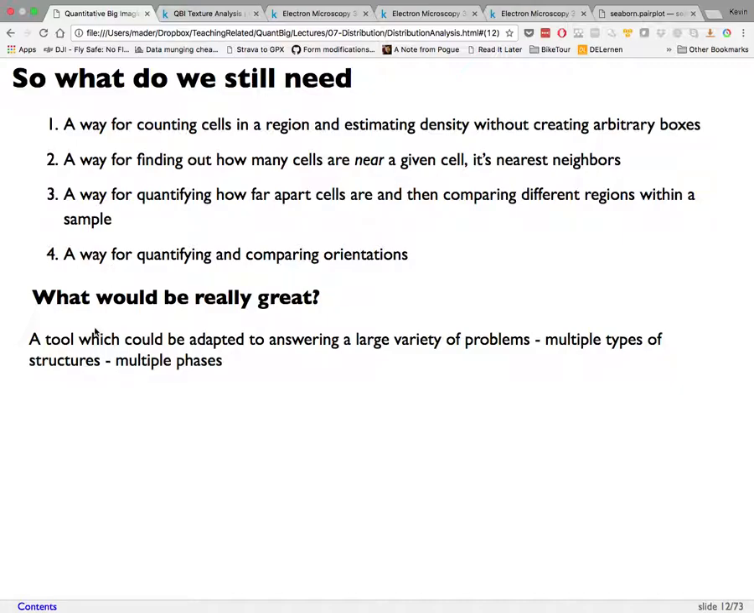And then what would be really great would be to have some more generic tools that could handle a large variety of different problems. You can see here this is a very limited set of questions that you might possibly have. But when you're dealing with complicated structures that have multiple phases, multiple different types of structures, and you're interested in how they're interacting, it would be good to have tools that are really able to be adapted to those kinds of problems, and that's what we'll cover at the very end of this.